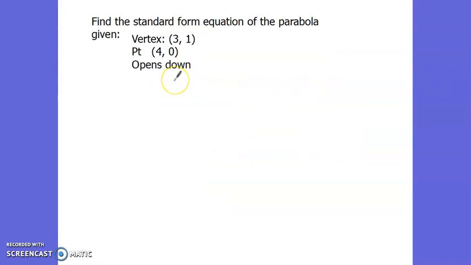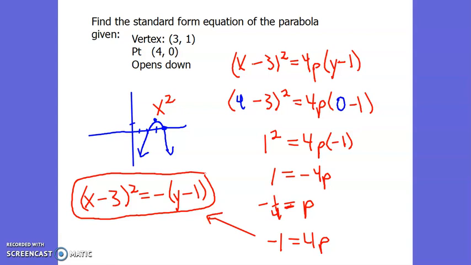Go ahead and try with this information. Again, don't be afraid to use a sketch to help you set it up initially and get some details. But then with that random point, let's see if we can find the p-value. All right, taking a look at what we've got. Again, we've got a parabola opening downward. It's going from (3, 1) downwards to (4, 0), which means that (x - 3)^2 should equal 4p(y - 1). Plugging in (4, 0) for x and y.